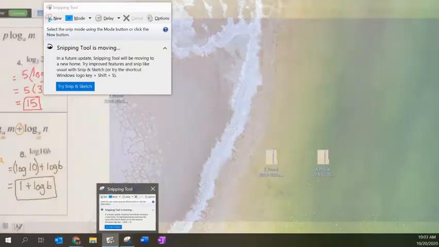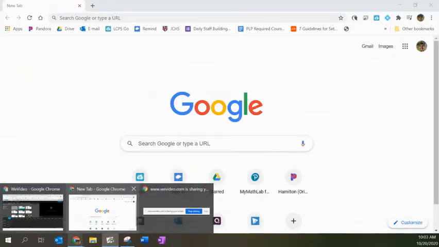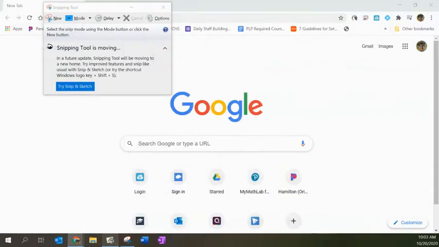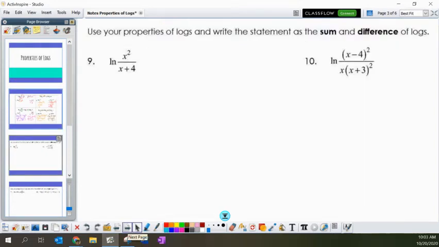Okay, so the screen's going away on me. Too many screens open. Let's try this again. It's hovering and so it's wanting to switch, so I apologize. Thanks for your patience. Okay, so let's go forward to our next screen.